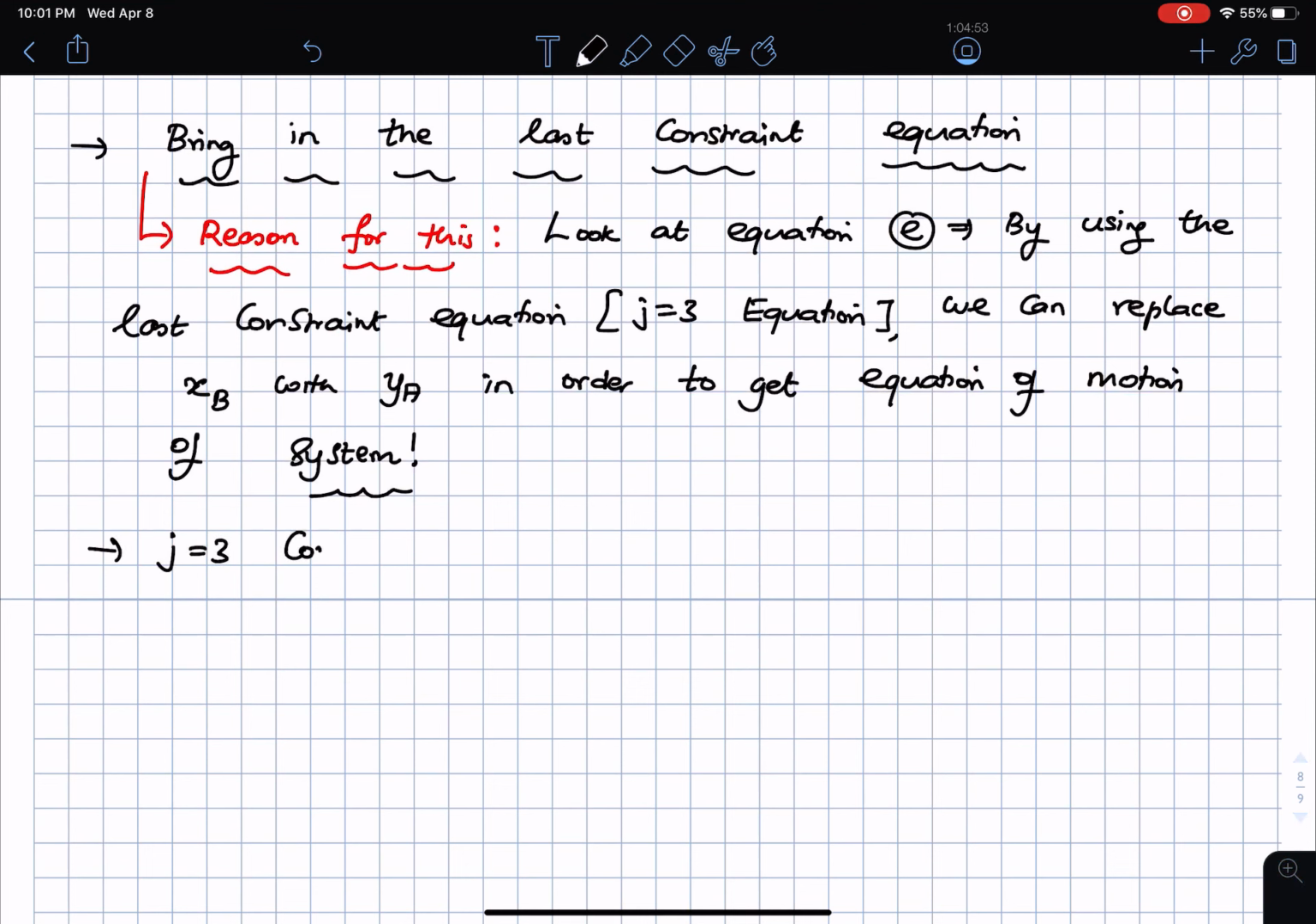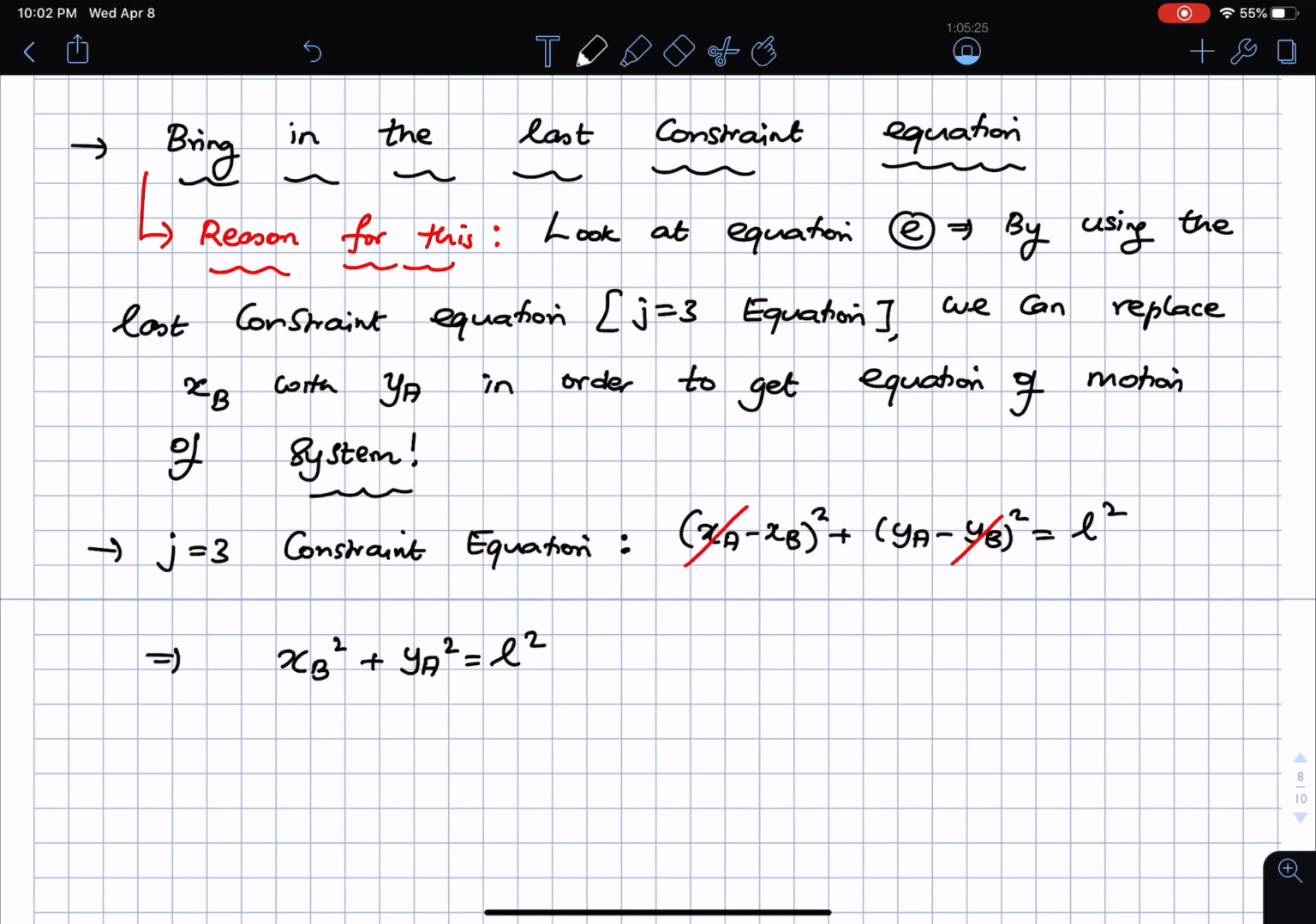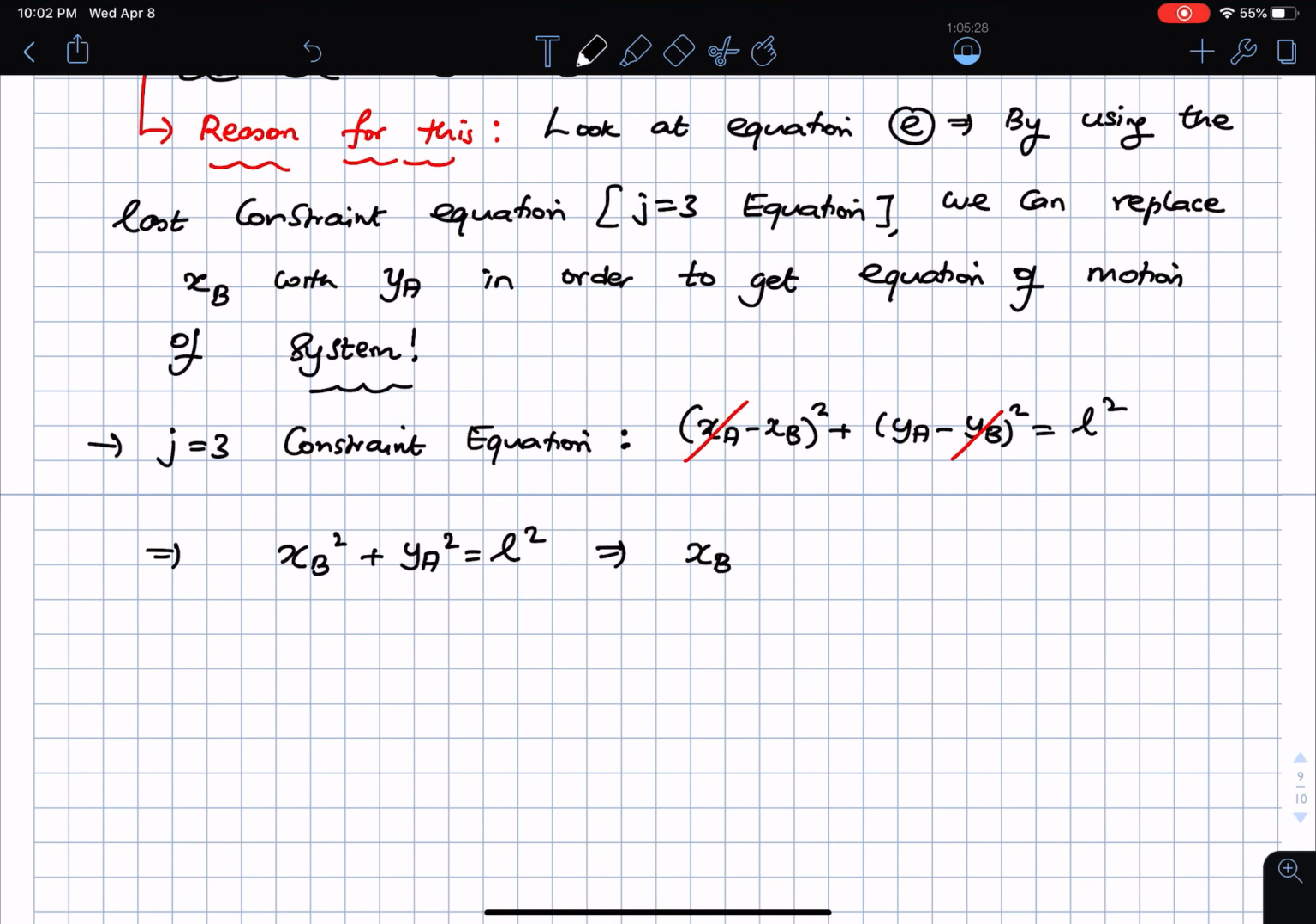So the J is equal to 3. The constraint equation is the following: xa minus xb square plus ya minus yb square is equal to L square. But I already have a constraint saying that xa is 0 and yb is 0, so I have the following, which means that xb square plus ya square is equal to L square, which tells me first of all that xb square is equal to L square minus ya square.